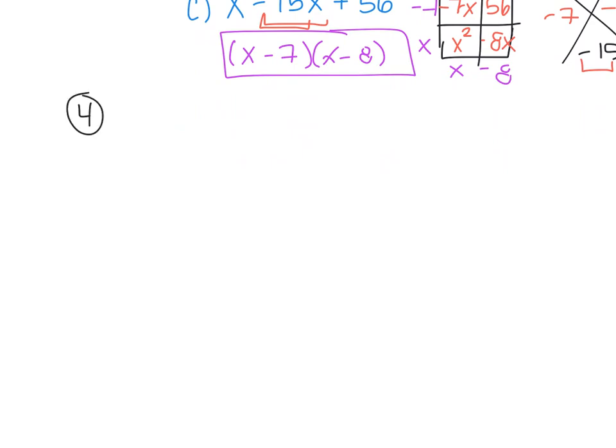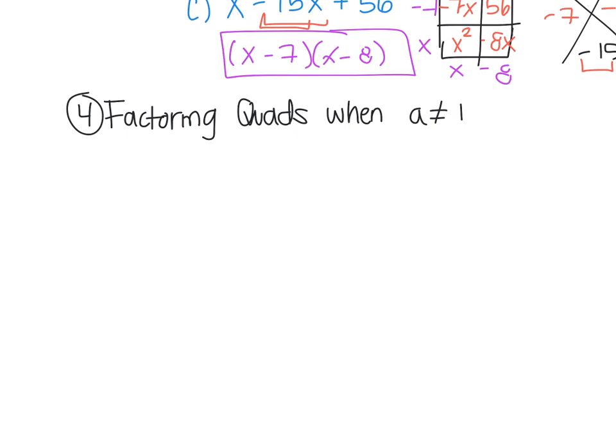So section 4 will be factoring quadratics when a is not equal to 1. And when I say a, typically quadratics in their general form are like this: ax squared plus bx plus c. So I'm talking about this number here. In all of the previous examples, that number was 1. If it's not 1, don't worry, we still have a way to do it.